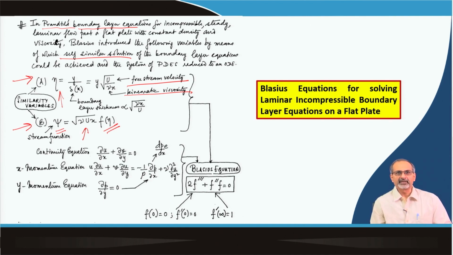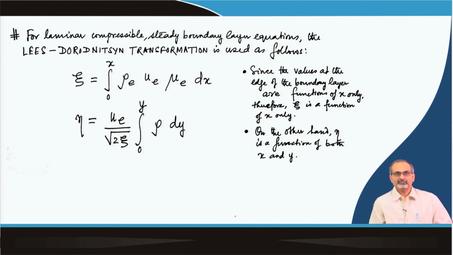and under the influence of two similarity variables, he looked at the three conservation equations and transformed them into one ordinary differential equation in the function f. So, as is evident, it is a third order ODE, and he specified the boundary conditions to be imposed to solve it. So, at the wall f(0) is 0, f dash(0) is 0, and at the far field, that means at the edge of the boundary layer, f dash should be equal to 1.